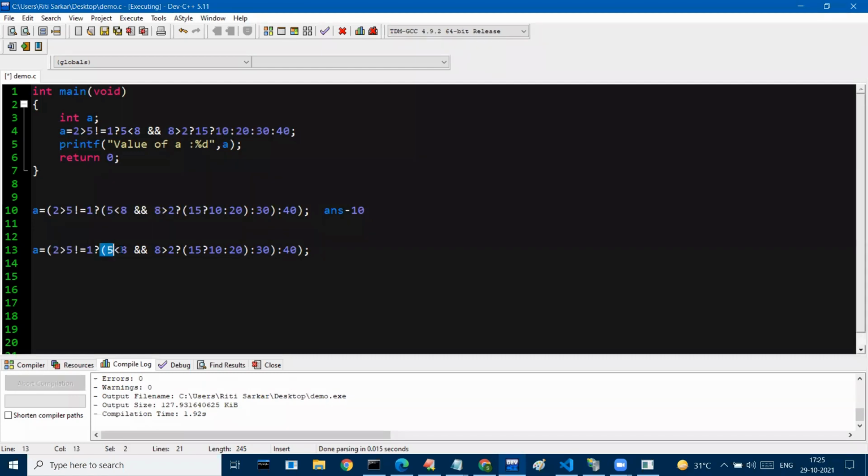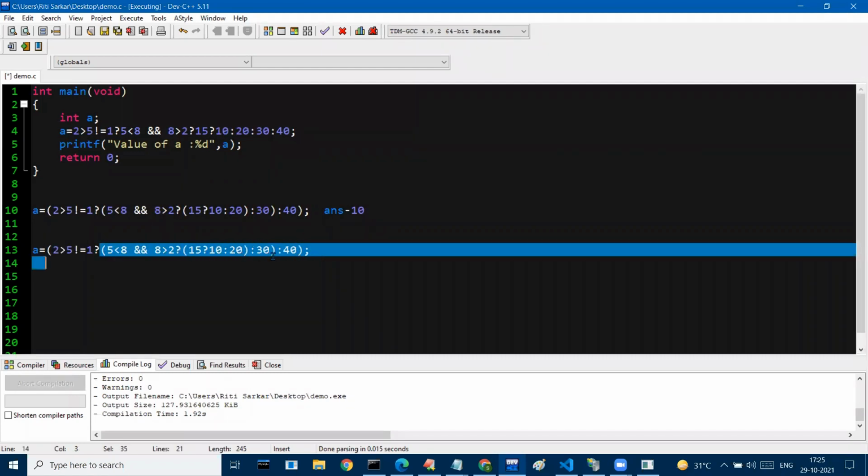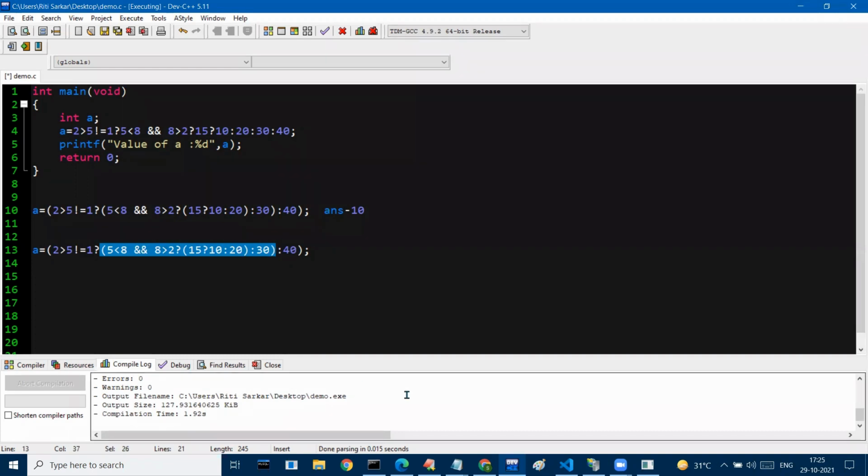Once that is true, which part will execute? This part will execute, so I will concentrate on this part. Next, this is expression 1. This will be evaluated first. In expression 1, 5 less than 8, what is the value? 1. Will you go to the other half? Yes, I will go. 8 greater than 2, what is that value? True. The result is 1 and 1, which is 1. Once it is 1, which part will be taken? Expression 2. What is expression 2? Up to this is expression 2.